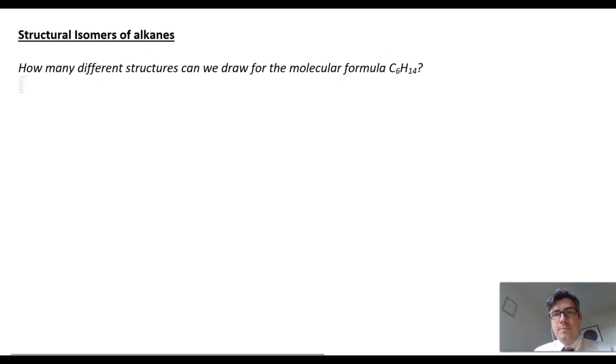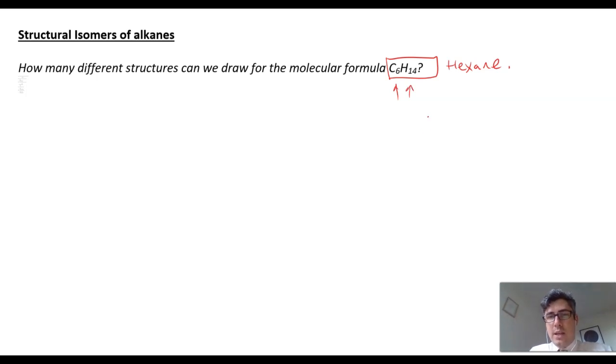So an isomer, or a structural isomer, is a different structure of the same molecular formula. So take this molecular formula here, which is for hexane. Most of us in our heads would have an image of what hexane might look like. But there are multiple ways of structuring 6 carbons with 14 hydrogen atoms.